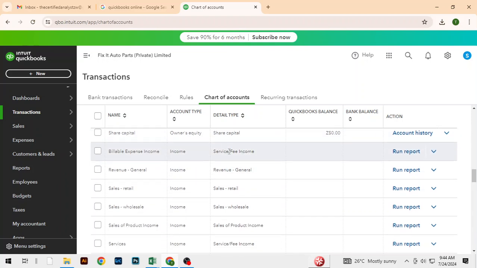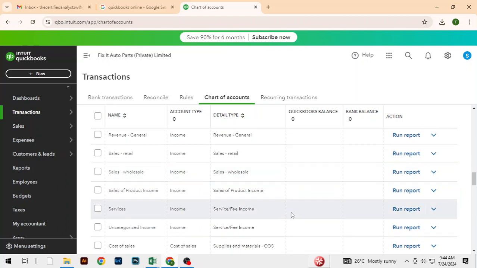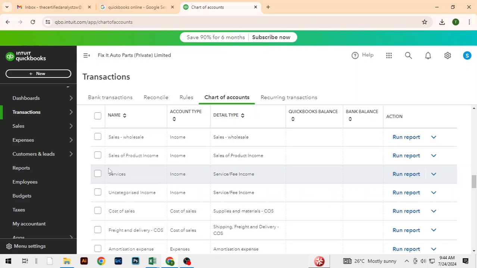Then billable expense income, revenue general. This is the revenue account. Now this affects the income statement. Sales retail, sales also. So sometimes you have got sales whereby you're accounting for some items that you're selling to individual customers and items that you're selling to companies at wholesale price. Then we've got sales of product income, right? So you are selling products, and then you may use this one to account for that.